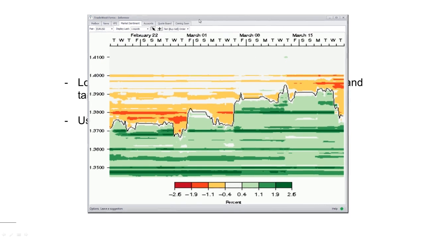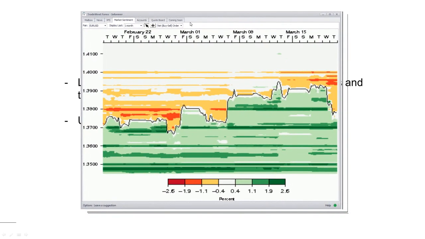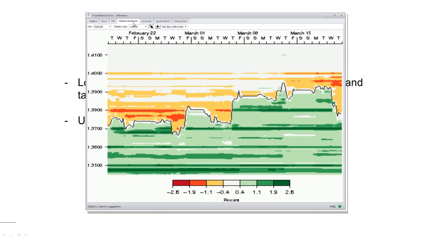So this is our tool, Informer. I'll give you a link here in a minute to download it if you don't have it already. On the Market Sentiment tab, you select your pair and a time frame that you want to look at. I've got it set to a month, so it's showing me a month of data.